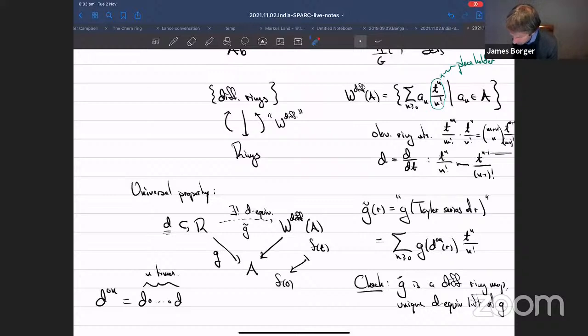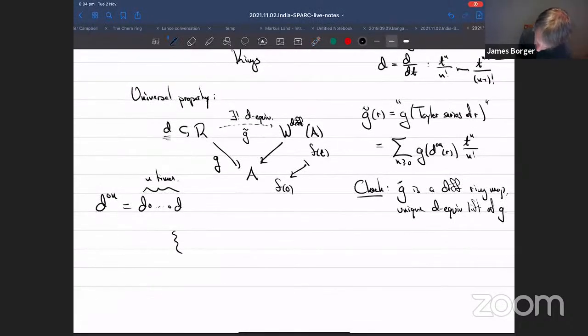So it's a multiplicative map simply because the Taylor series of a product is the product of the Taylor series. It's D-equivariant because the formal derivative of the Taylor series is just the Taylor series of the derivative of a function. So that's why that's true. So this is exactly the adjunction. This is the right adjoint universal property, that the set of ring maps from a differential ring to a ring A are in bijection with the set of differential ring maps from the original differential ring to the differential Witt vectors of A. So maybe I should write that down?